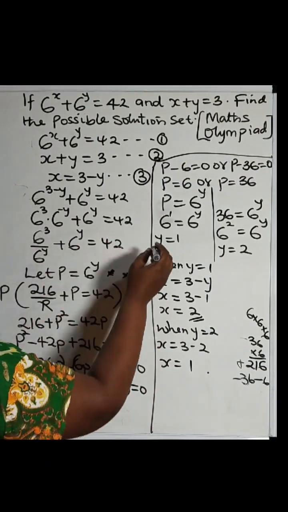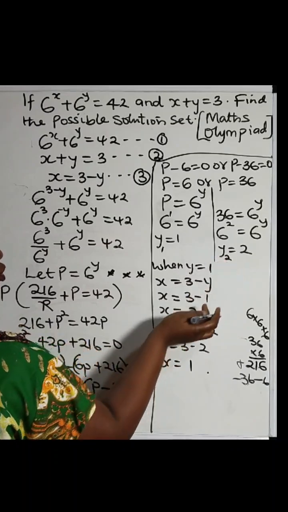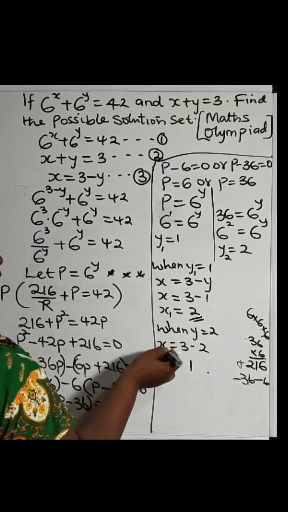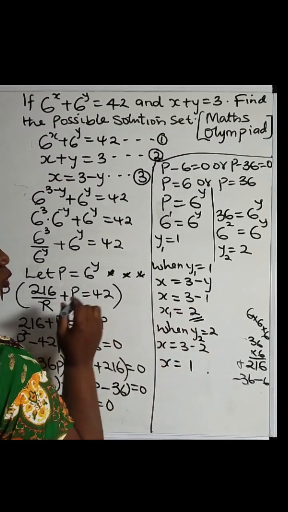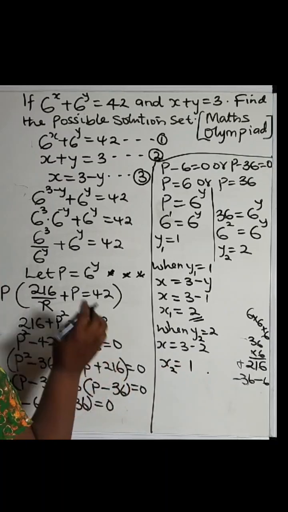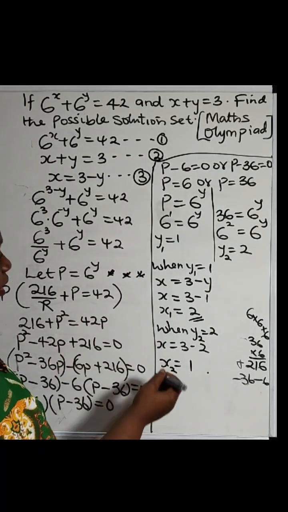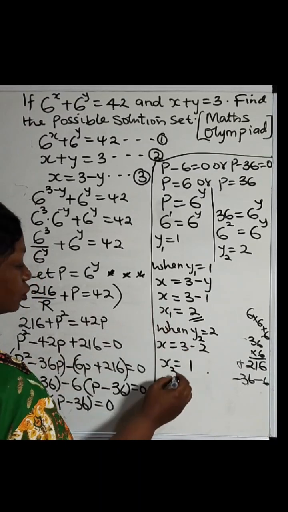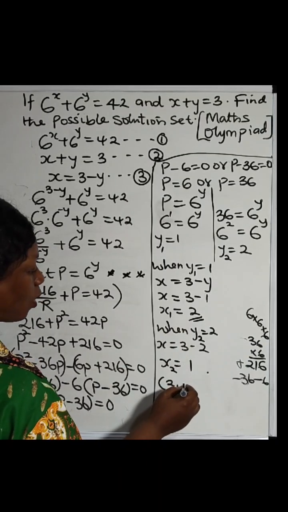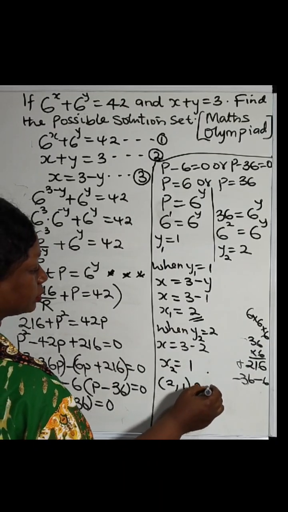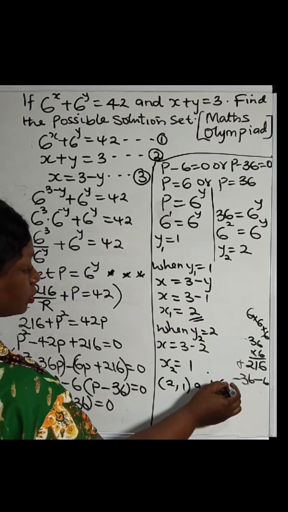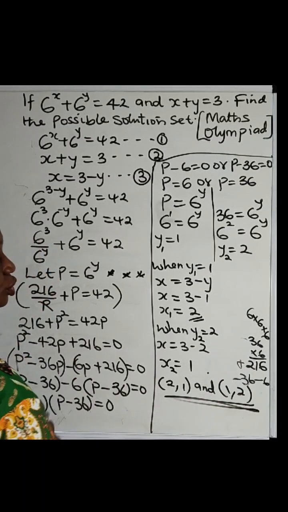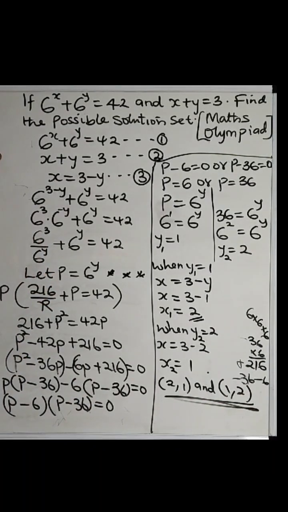Now let this be y1, y2. Now when we substitute y1 equal to 1, we have x1. When we substitute y2 equal to 2, we have x2. This is to tell us that the solution set will be, using x comma y, 2 comma 1 and 1 comma 2. So this is our solution set for this equation.